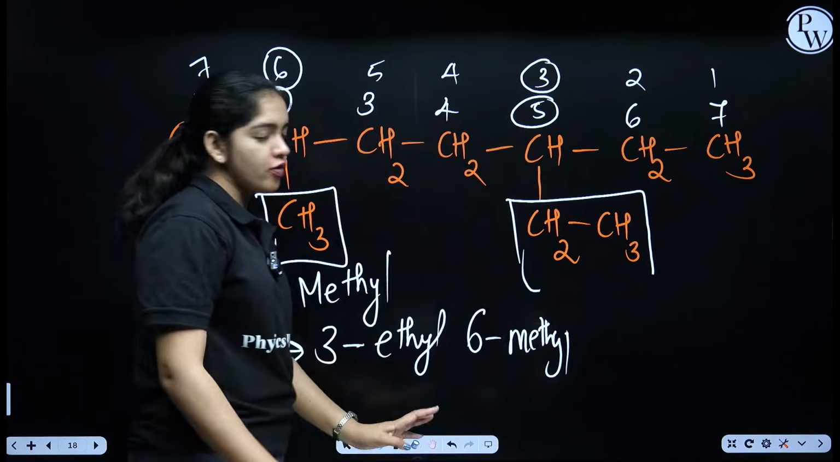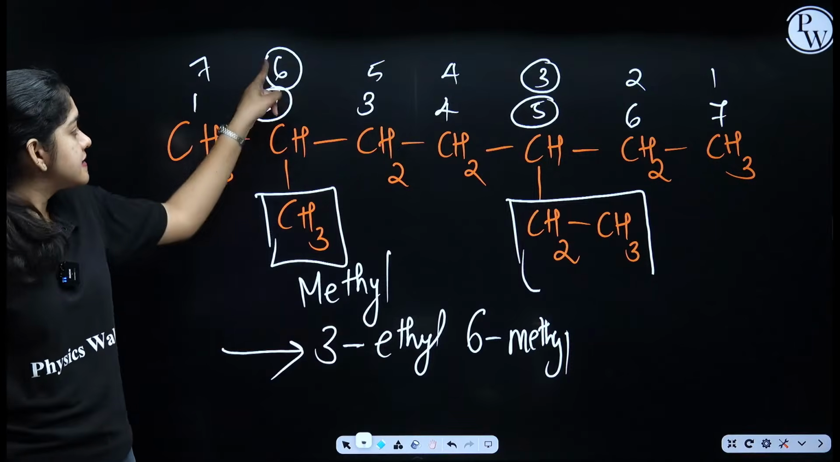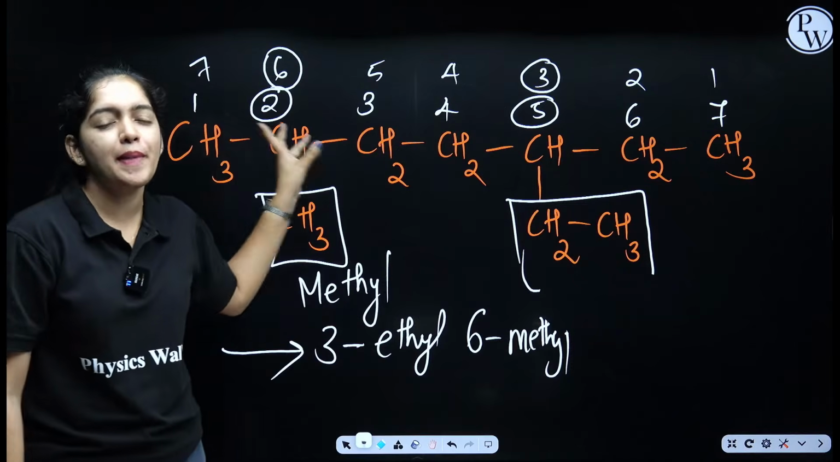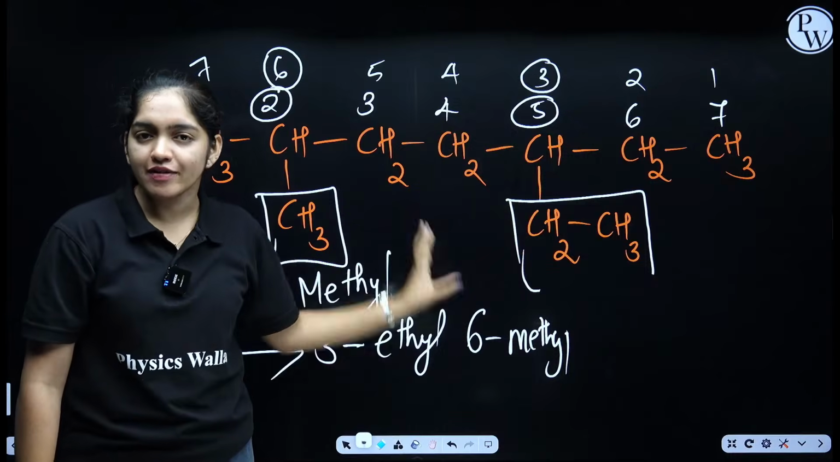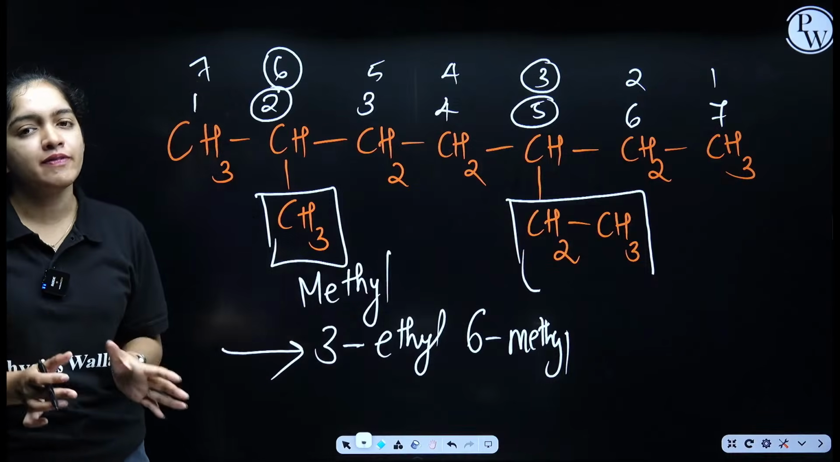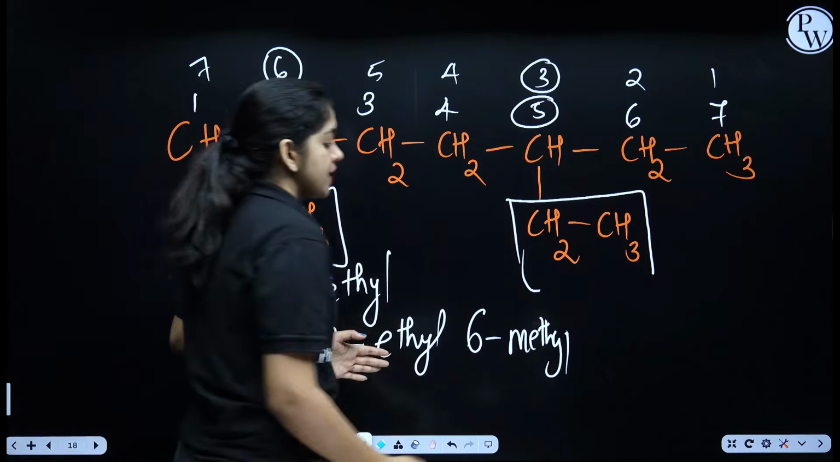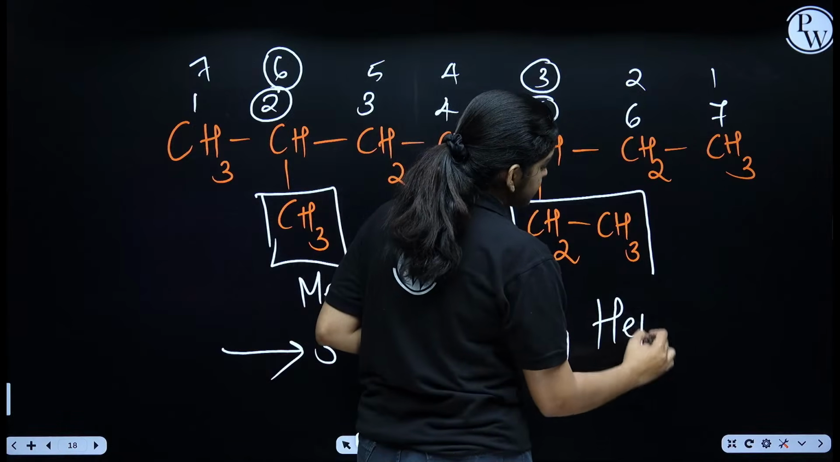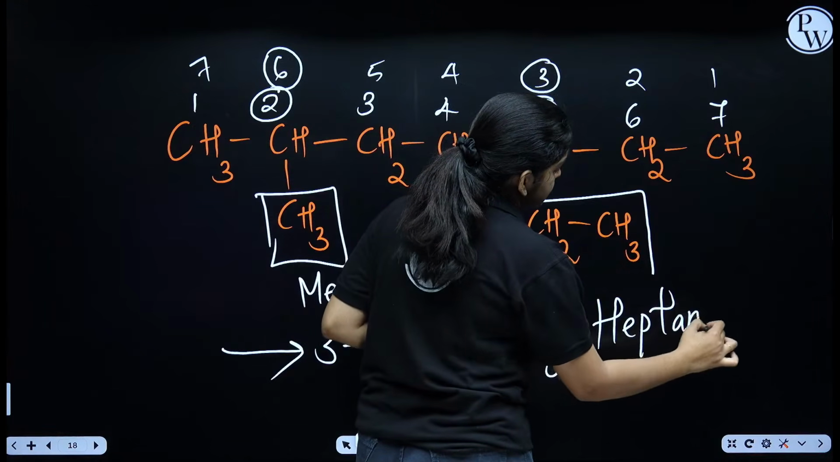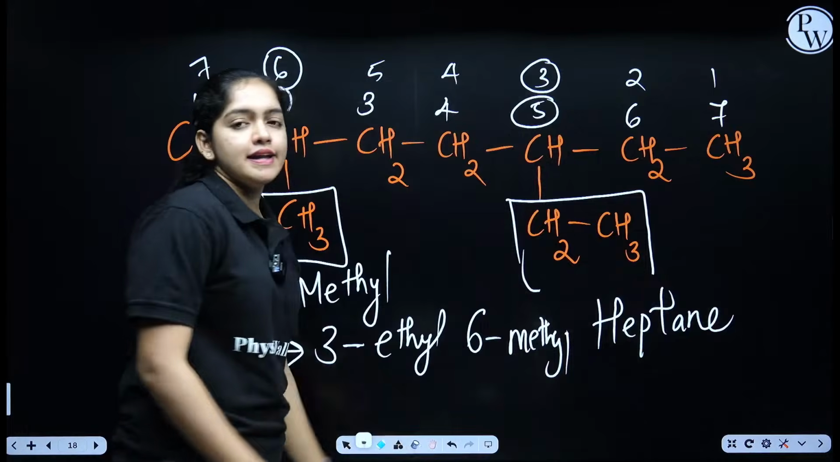So, the branches are over. 3-ethyl, 6-methyl. Now, write the parent chain name. That is, total 7 carbons are there. The parent chain name will be what? 7 means what? Heptane. All bonds are single. So, the name will be ending with ANE, heptane.